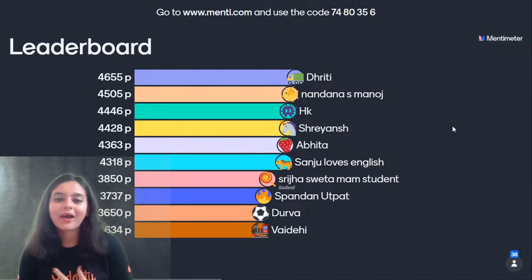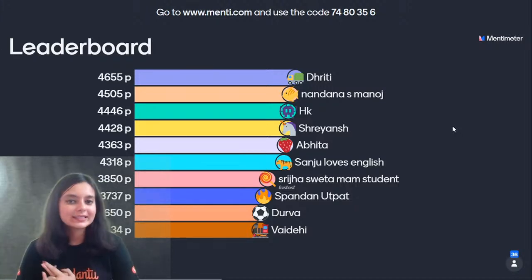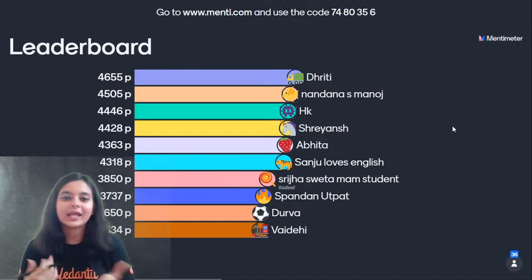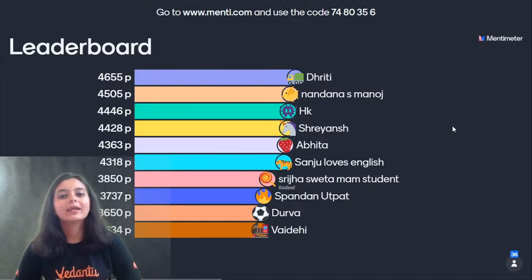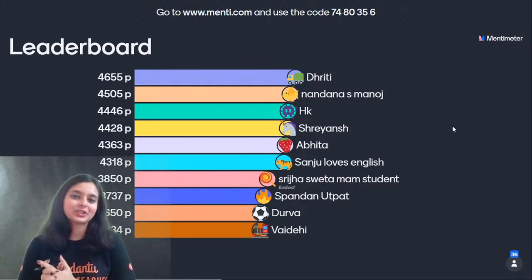Dhriti again securing the first position, quite consistent, with Nandana also quite consistent. HK, all of you are quite consistent. Yes. Shreya, Sabita, Sanju. So no major change in the leaderboard. Shrija, Spandan, Shrija again the fastest. Spandan, Durva, Vaidehi, new joining. Great, great, great. Congratulations, guys.